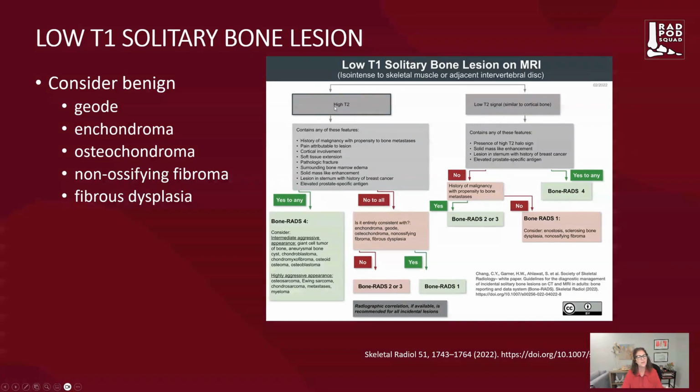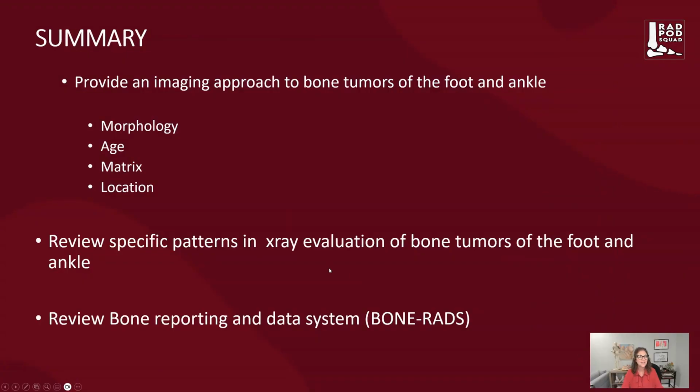And lastly, a low T1 bone lesion that is considered totally benign when we consider that if you have a low T1 and you have a high T2 lesion, but again, there's no pain, no cortical involvement, no soft tissue extension, then if the lesion is no to all those questions, that may give us a great amount of power to say you're a Bone-RADS 1 and you don't need further follow-up. And if we cannot be sure, then it will move you to a Bone-RADS 2 or 3, depending on whether or not you need to have a post-contrast exam to understand how aggressive this lesion is, or will follow you in 6 months.